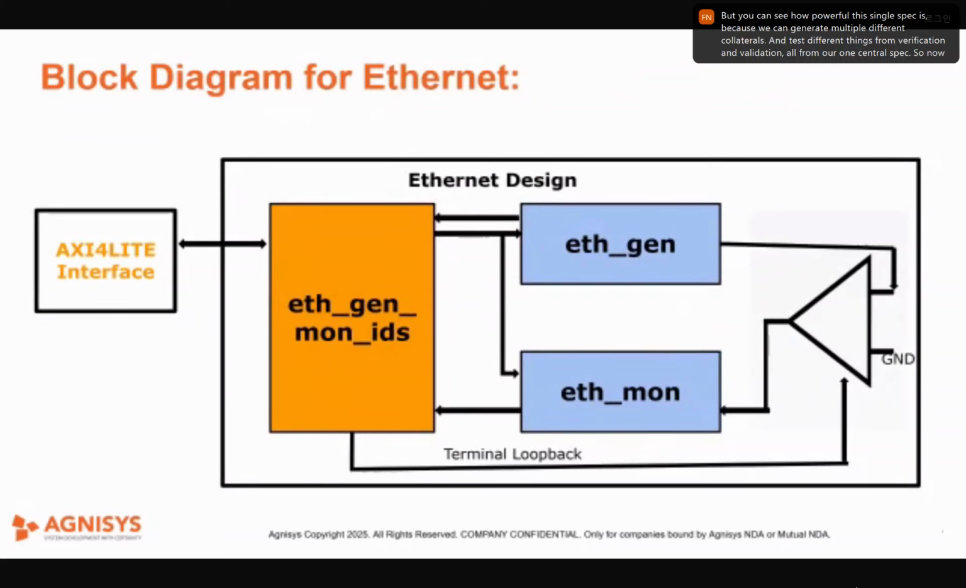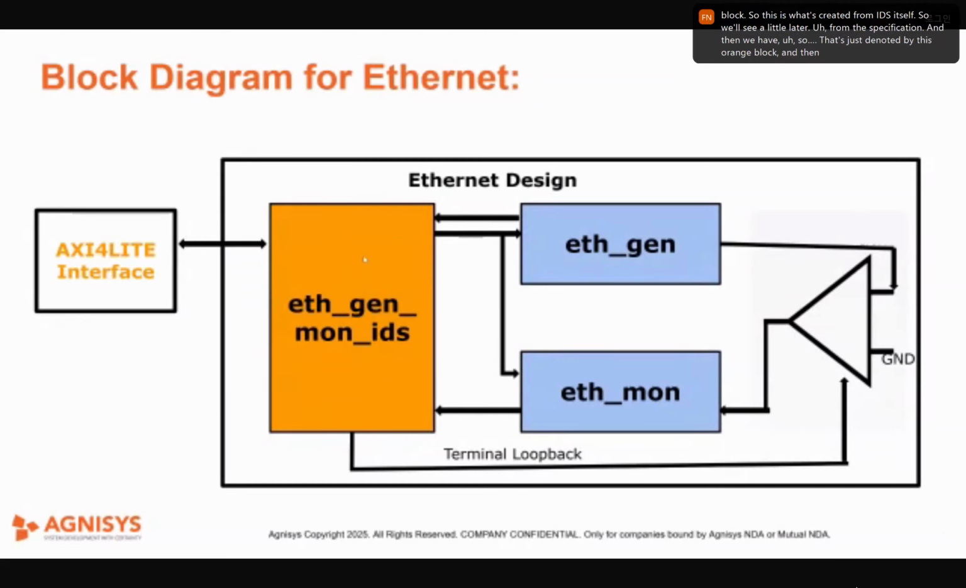So now we're looking at the block diagram for the Ethernet example. Here we have this EthGen1 IDS block. This is what's created from IDS itself, as we're going to see a little later from the specification, and that's denoted by this orange block.